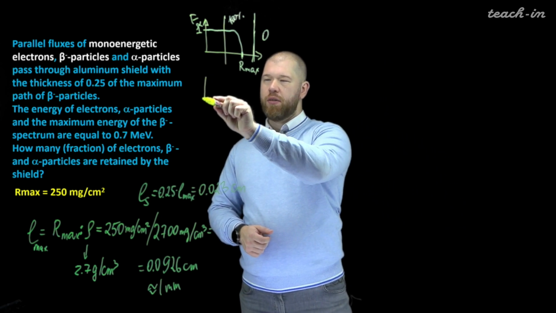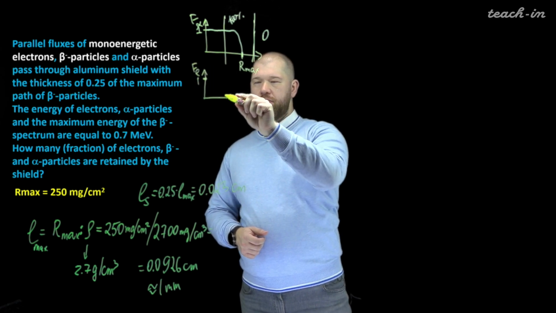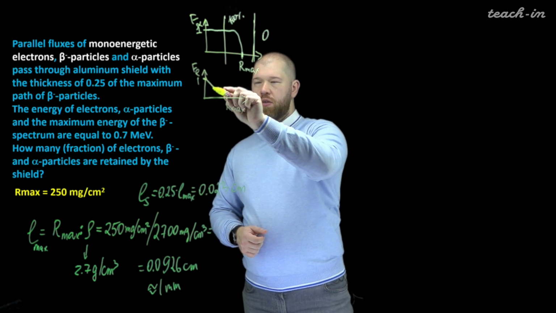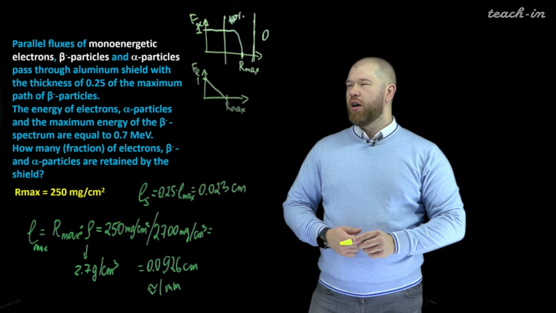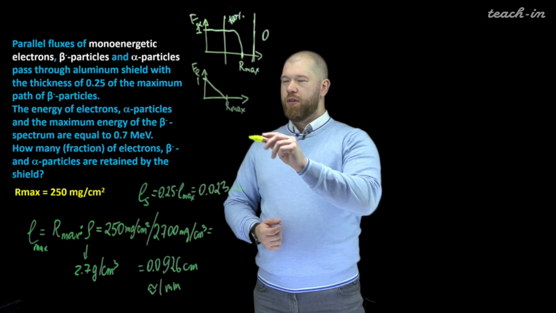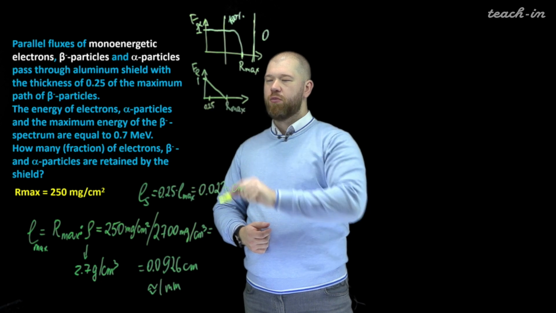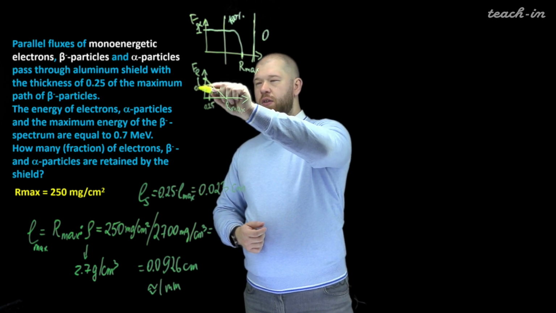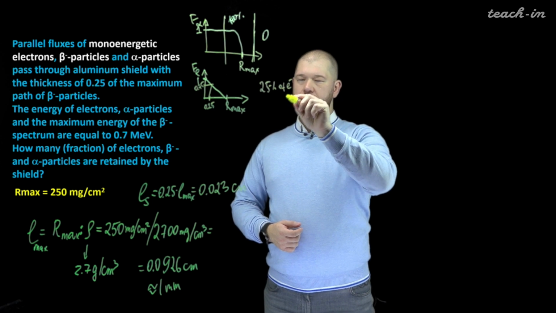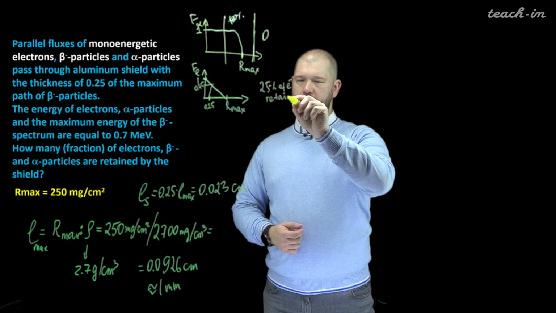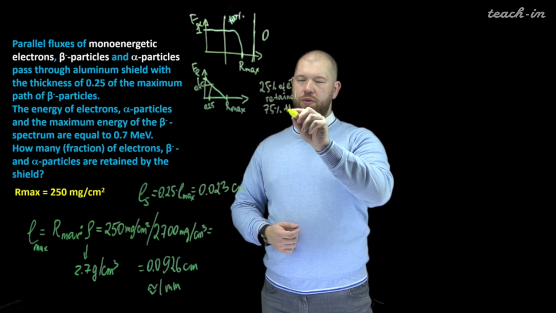For monoenergetic electrons, it is just a linear dependence of the flux on the maximum range. So it is quite simple to calculate how many electrons will be stopped. If the thickness of the screen is 0.25 of the maximum range, that means only 25% of the electrons will be retained, absorbed by the screen, and 75% will go through the screen.